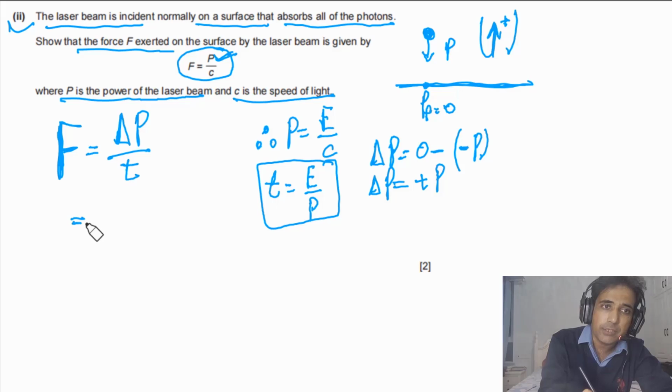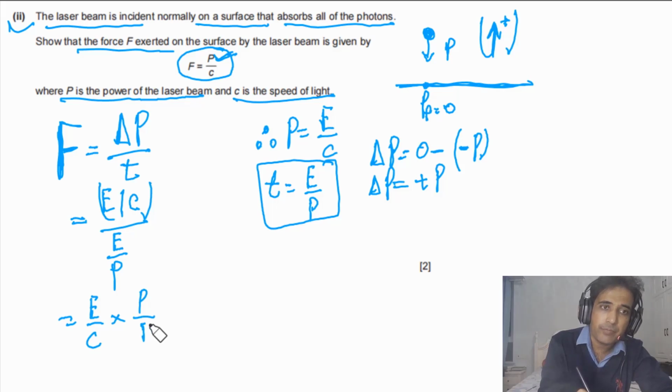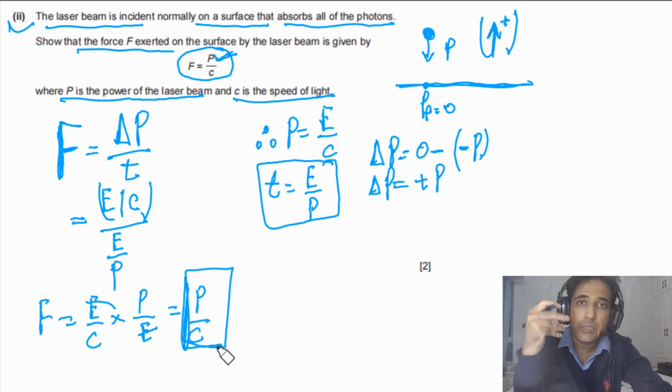Now we can simply plug in these two equations here. So we have E over c, divided by E over P. We can simplify: this is E over c, and here we have P divided by E. So this E will cancel with this E, and we simply get F is equal to P divided by c. This is how we can calculate the force. This is the way you need to answer. When you answer questions in physics, try to develop your understanding, because physics is a way of thinking about how to answer problems.